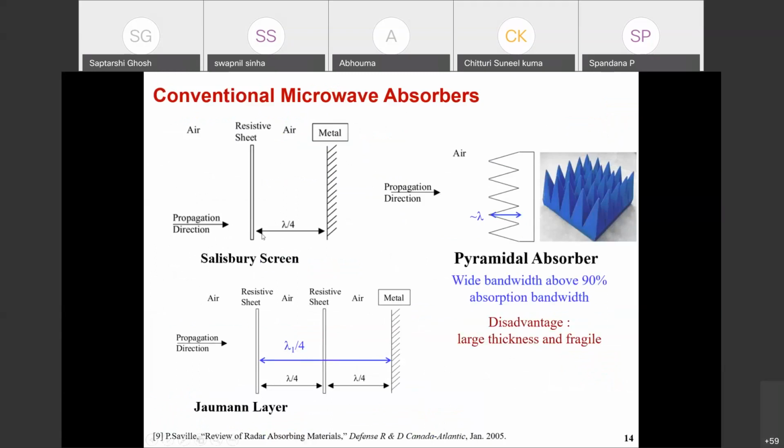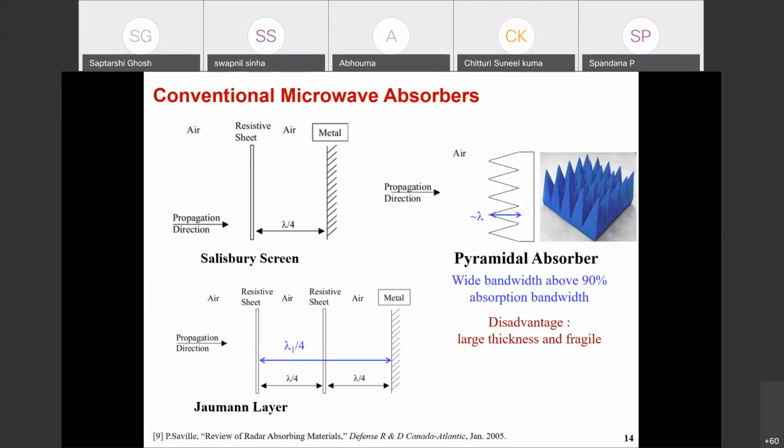The Salisbury screen has been developed for lambda by 4, with a quarter wavelength distance, and it gives the absorption only at a particular frequency where the distance behaves as lambda by 4. After that, it was improved to the Jaumann layer, where the thickness was increased to get a bandwidth enhanced absorber. But in both cases, Salisbury and Jaumann layer, the bandwidth is only modestly improved. So then people moved to the commercial pyramidal absorber, where the bandwidth is very large by using the graded impedance matching concept. But the problem here is that the thickness is approximately of the order of lambda due to this graded impedance matching concept.